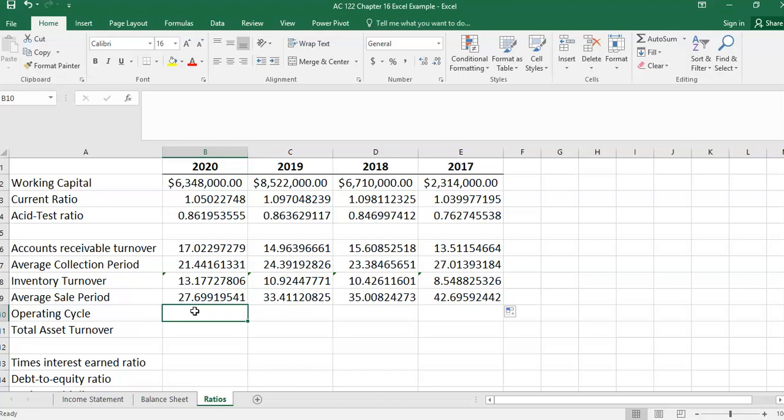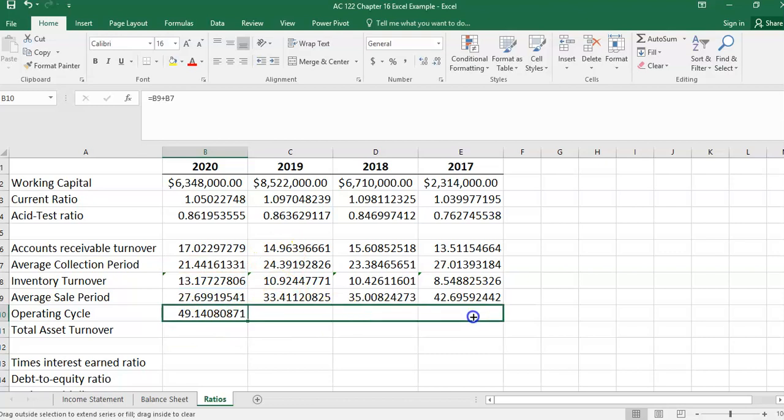Operating cycle is the measure of how long it takes us to collect cash after we have purchased inventory as a company. So the time it takes from when we get inventory from a supplier until a customer pays us cash for it. That is the average sale period plus the average collection period.